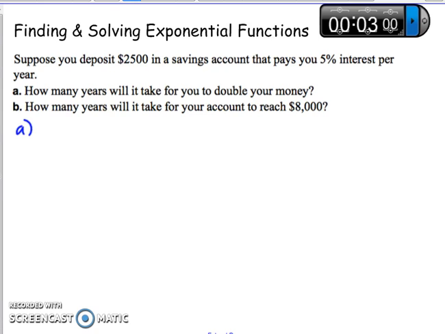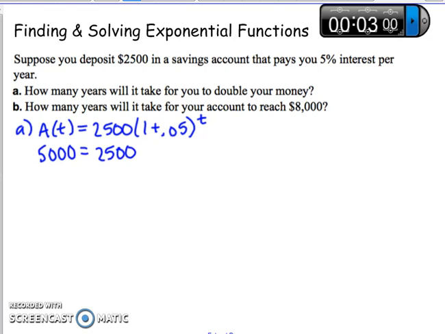So for part A, first we're going to write our equation. So we have A of t equals the initial amount, which is 2,500, times 1 plus, because since it's a growth, you're gaining interest, so it's 1 plus the rate. The rate is going to be 0.05 to the t. So we know the amount after time t. We want it to be double our money. So instead of A of t, I'm going to put in 5,000. And I'm going to keep everything else the same.